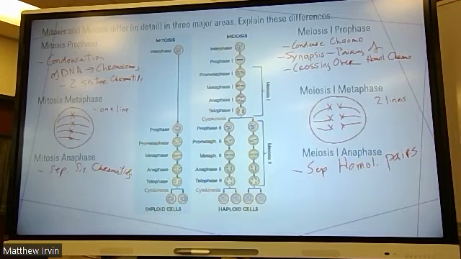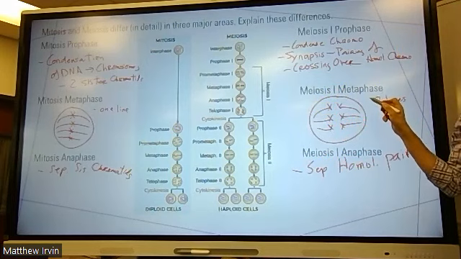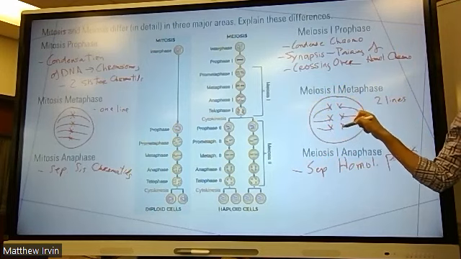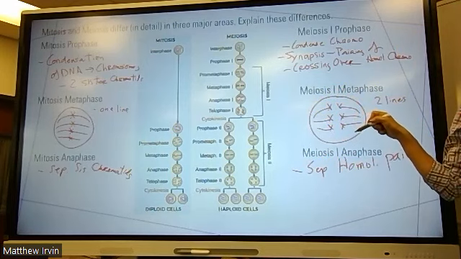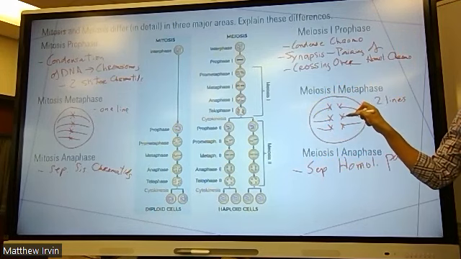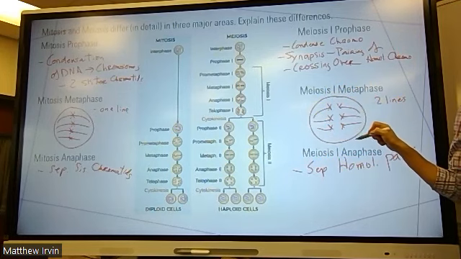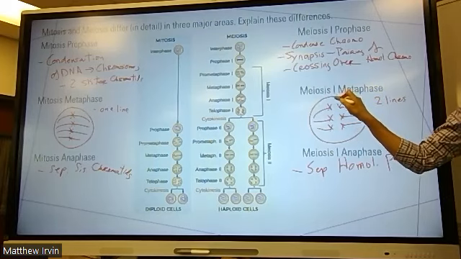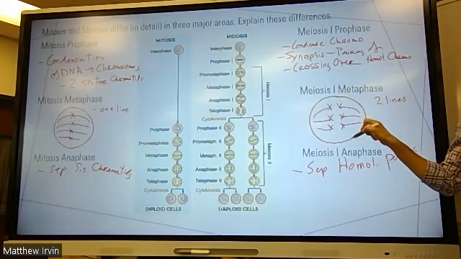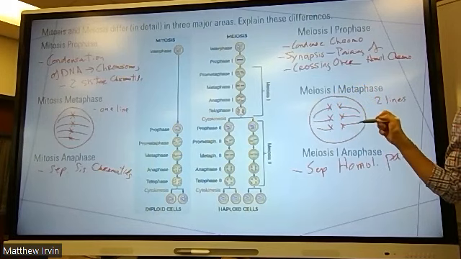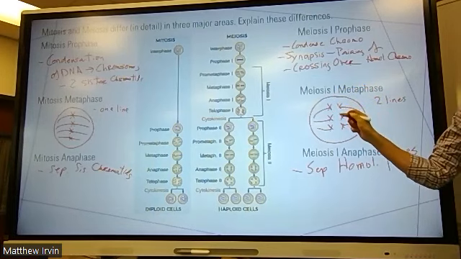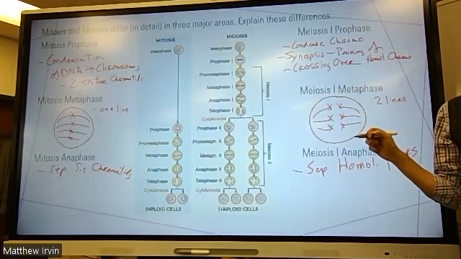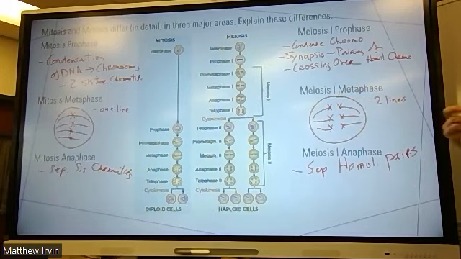When we look at this, this is also going to be important because half of the set of chromosomes is from this individual's mother, and the other half is from the father. Do they line up all the mother on one side and all the father on the other? No, it's random. The random lining up of your homologous chromosomes is called independent assortment.